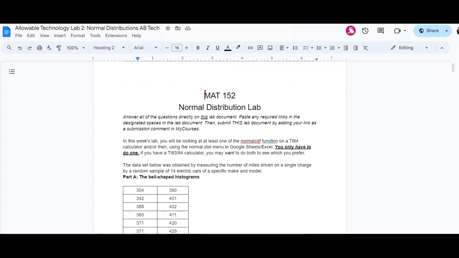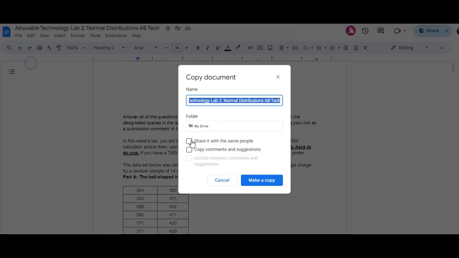All right, so first of all, as with all of these labs, you want to do File, Make a Copy. I would click Share it with the same people. That way you don't have to add my name at the end. But either way, make a copy so you can edit it and write your answers.